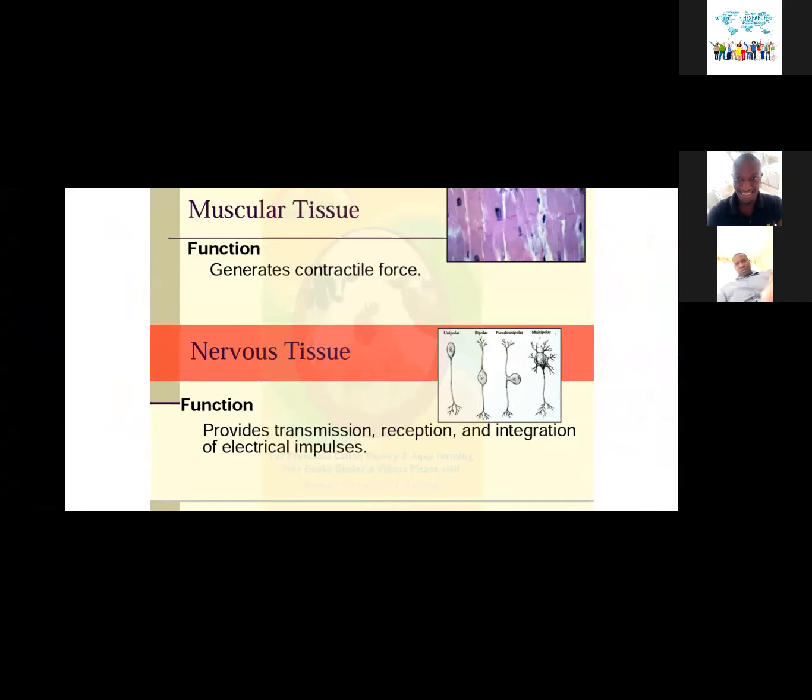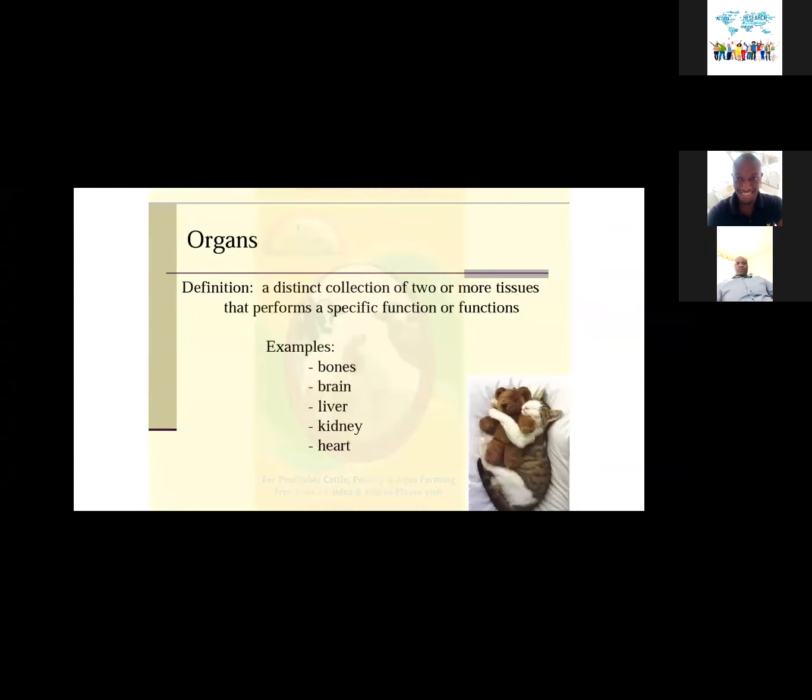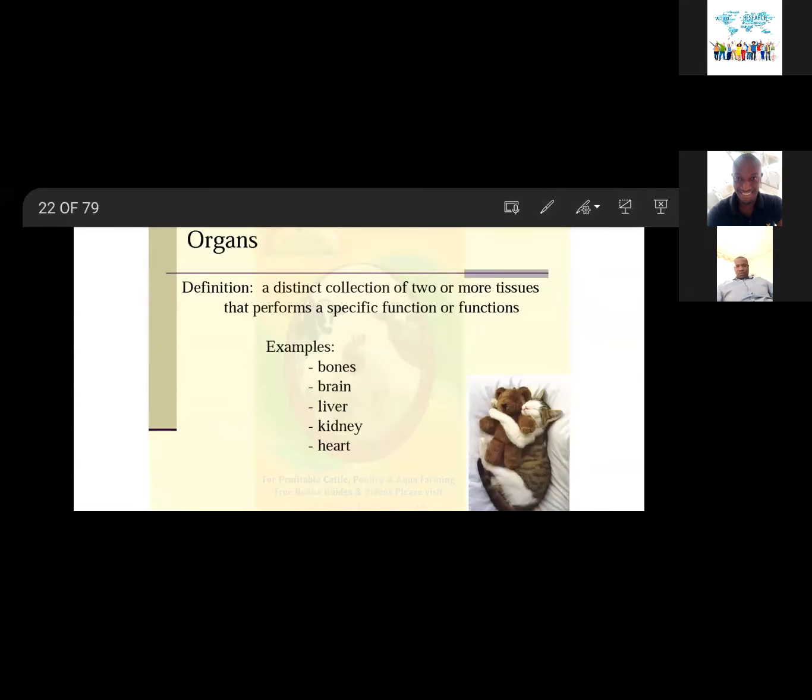So what are the functions? They provide transmission, reception, and integration of electrical impulses. This is basically what the nervous tissue does. It will provide transmission and reception of all these nervous or electrical impulses that enable us to think, that enable the animal to locomote or move, and that enable the animal to have all these senses such as smell, sight, and so forth.